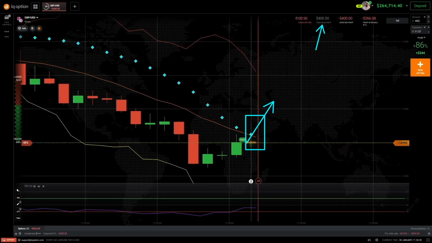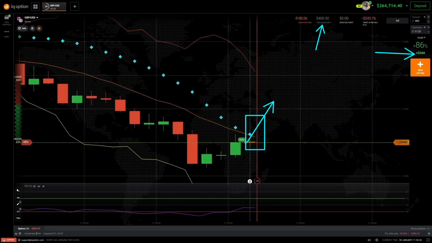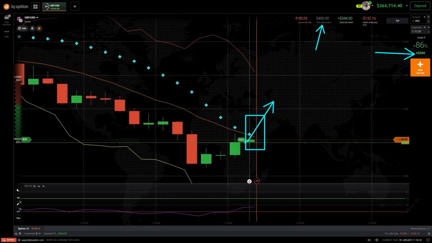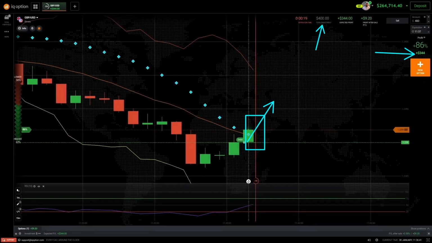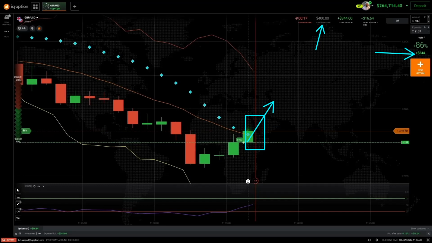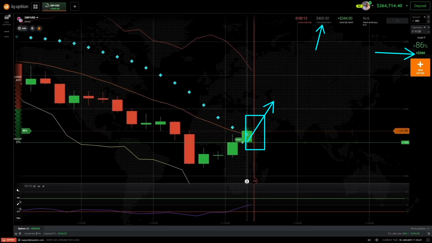So I'm investing $400. Yeah, and if my prediction is right, I'm making $344. Guys, the same strategy I'm using on Codex, I'm using also here on iqoption, right?